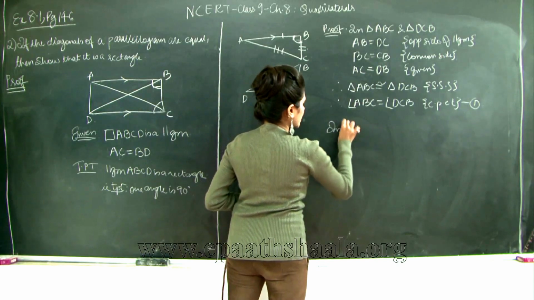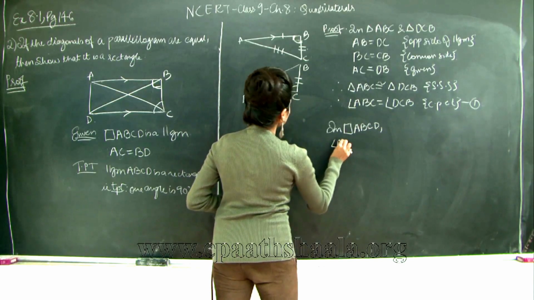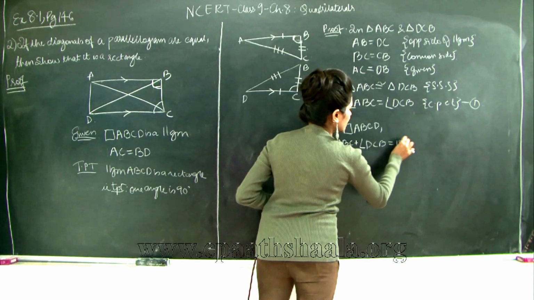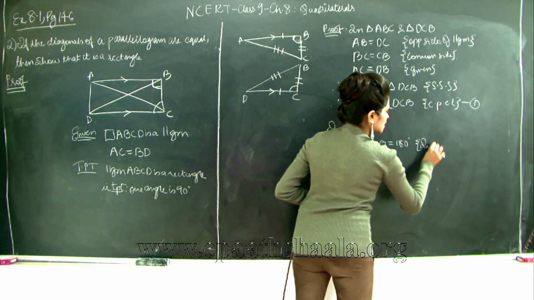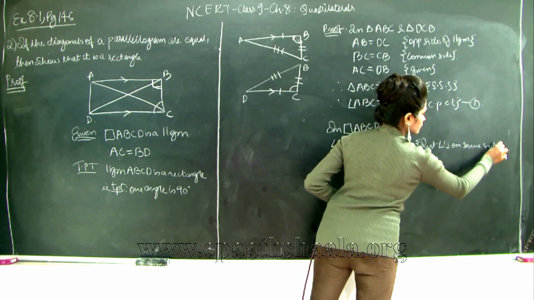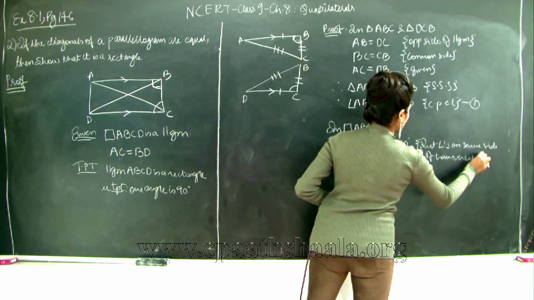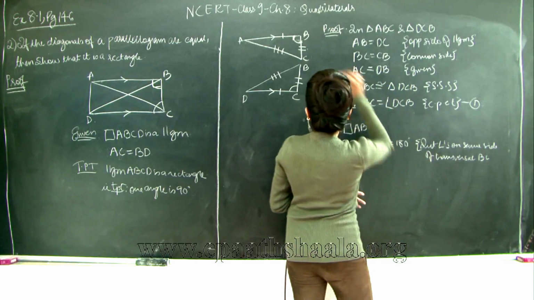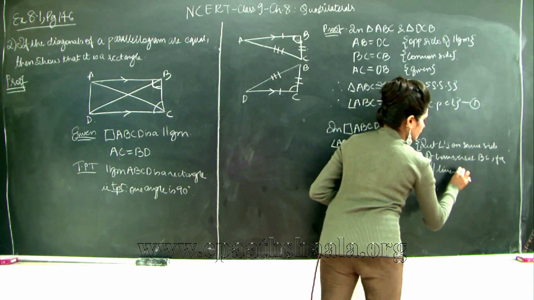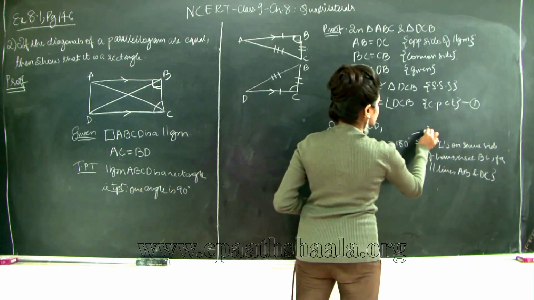Now in quadrilateral ABCD, angle ABC plus angle DCB is equal to 180 degrees. We will say interior angles on same side of transversal BC for parallel lines AB and DC. Correct? Let's mark this statement as 2.